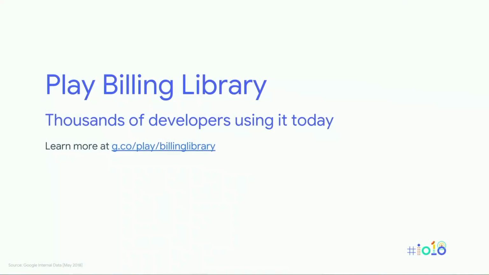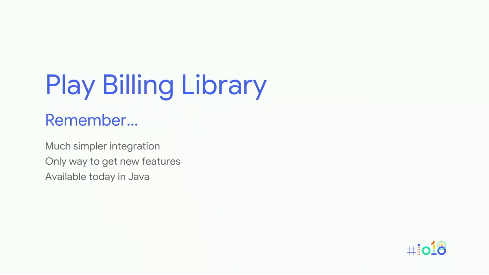So if you, like me, did not memorize the code on those slides, note down this link here on the slide to learn more. Remember, with the Play Billing Library, your integration is much, much simpler, just a lot less code to manage. New features rolling out in the future will only be available using the Play Billing Library. Currently, it's only available for Java and Kotlin developers, but a C++ version is coming soon.